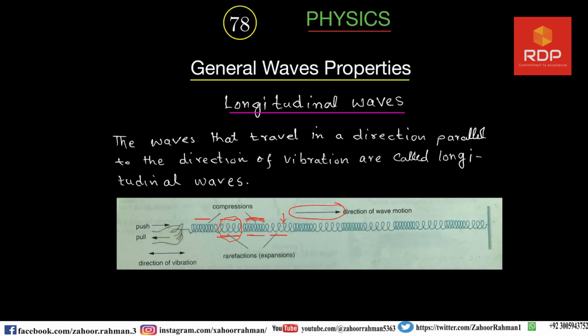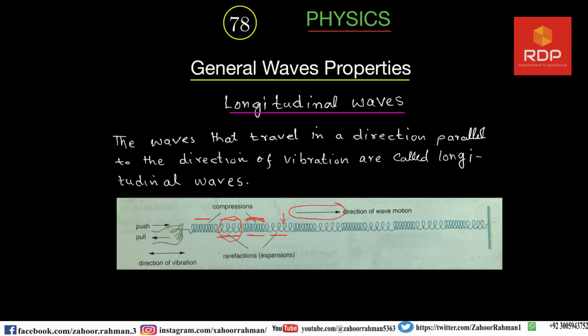The same slinky spring is stretched out on the smooth floor with one end fixed. Hold the other end of the slinky and move it forwards and backwards, that is push and pull, to compress and expand the slinky. Now dear learners, compressions and rarefactions, that is expansions, are seen moving along the slinky towards the wall.